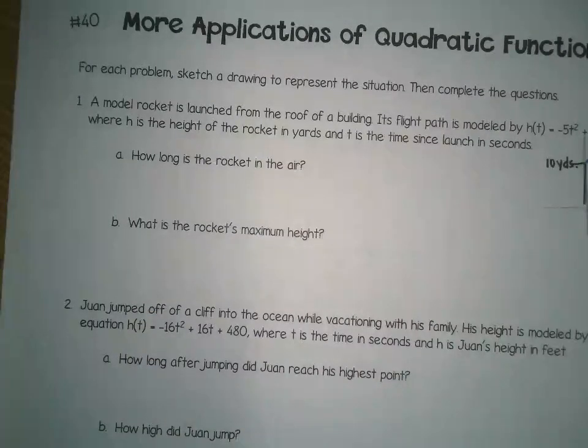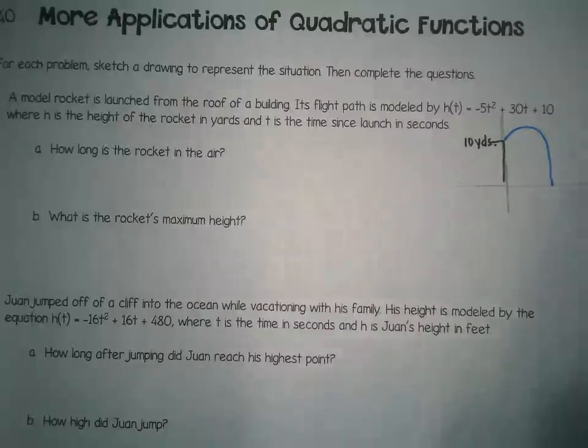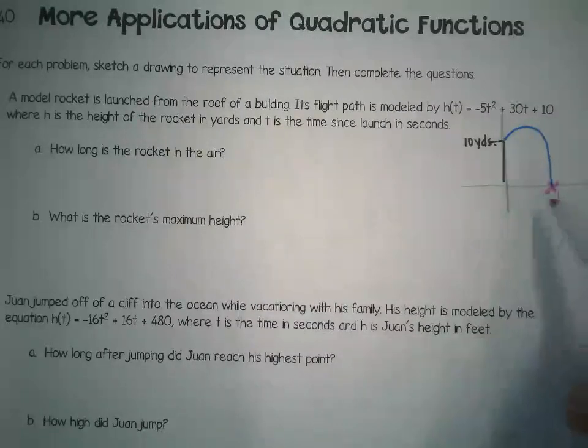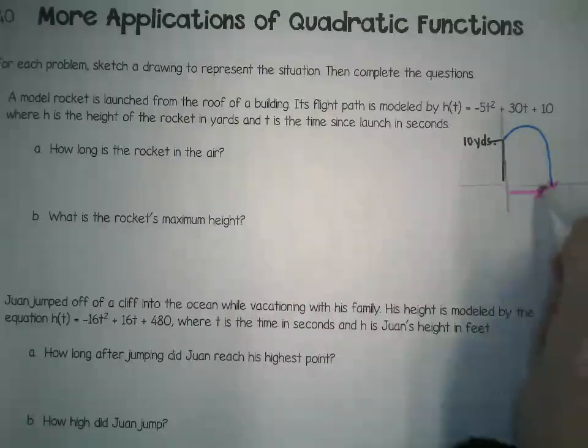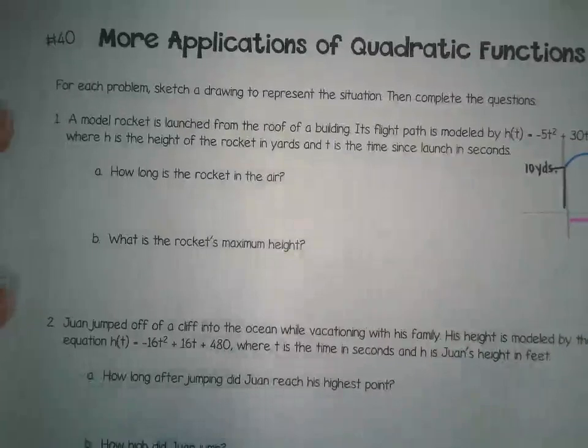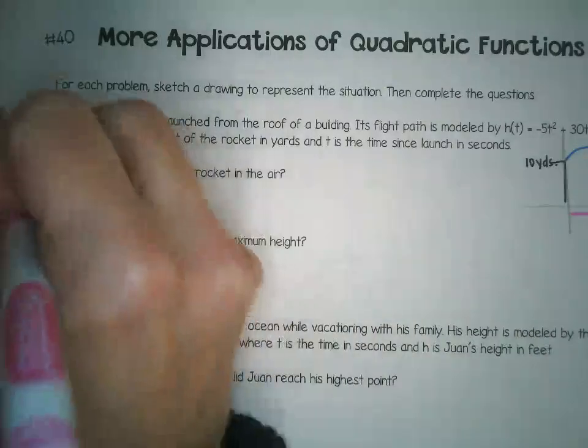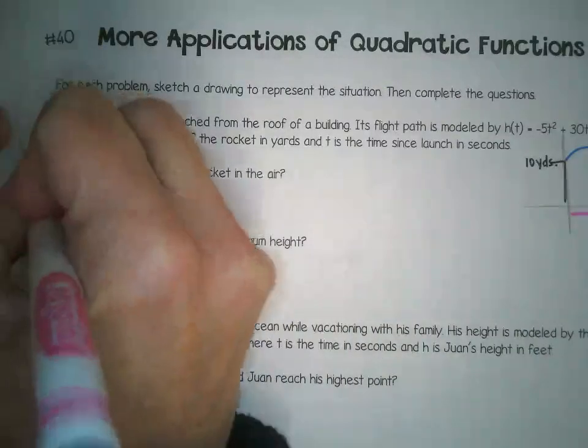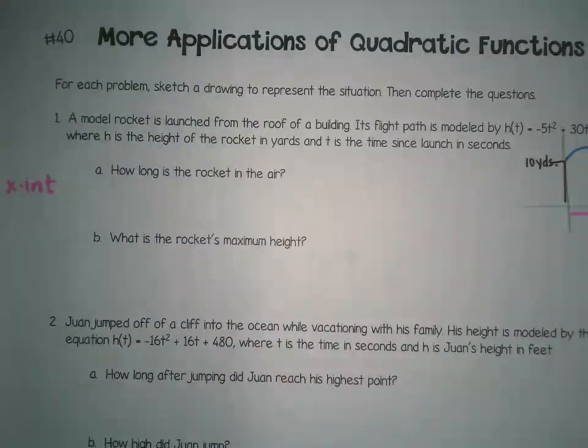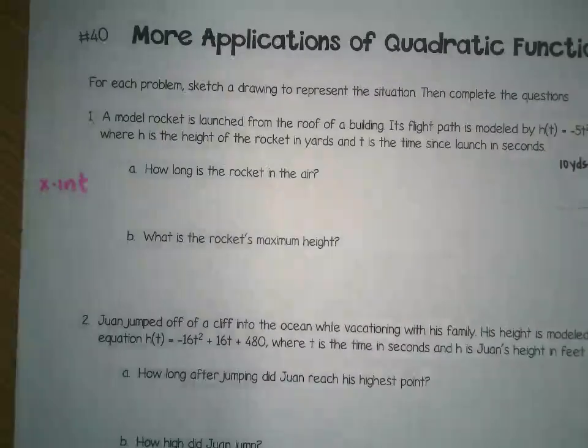Well, if I wanted to know how long the rocket was in the air, I need to find the x-intercepts. Specifically, I want this point right over here, because this is going to tell me how long the rocket is in the air. So I am going to find the x-intercept. In order to find the x-intercept, I need to complete the square.